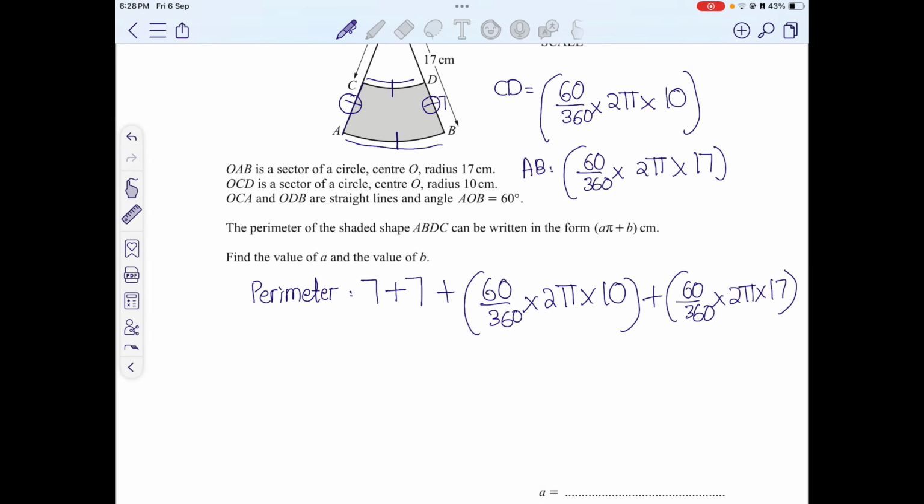Now you see that our answer is required in the form a pi plus b. That means that these 7 plus 7 terms, if you write them separately, can represent b, and the two brackets, if we solve them together, the answer would be some multiple of pi.